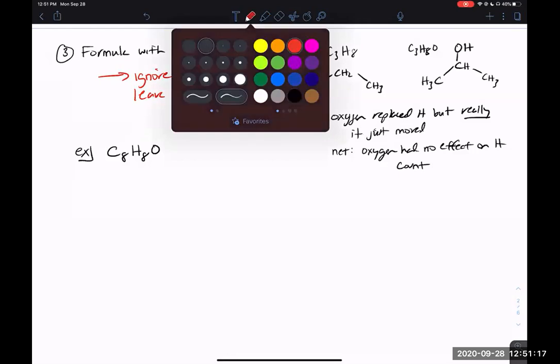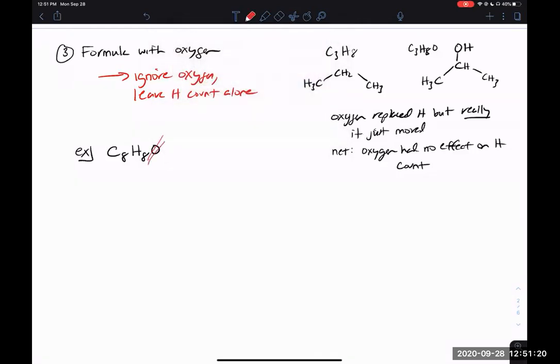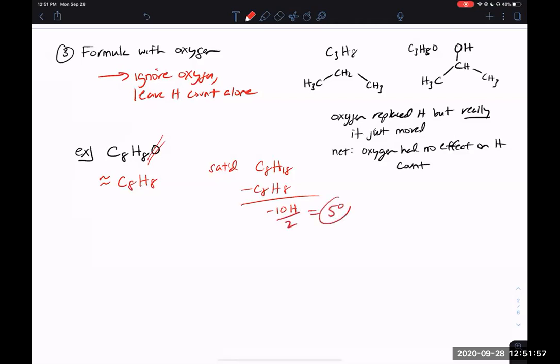Okay, according to the rule, I just ignore the oxygen. So for the purposes of this calculation, it's like C8H8. If this were saturated, it would be C8H(2n+2), so 18, minus C8H8. I'm missing 10 hydrogens, that's a lot. So I'm 10 hydrogens short. I'll divide that by 2, 5 degrees.